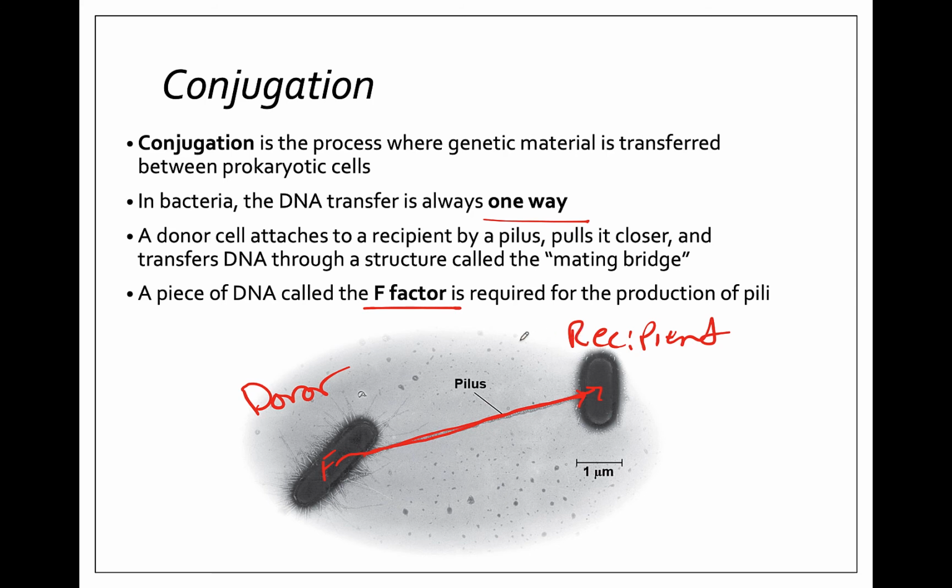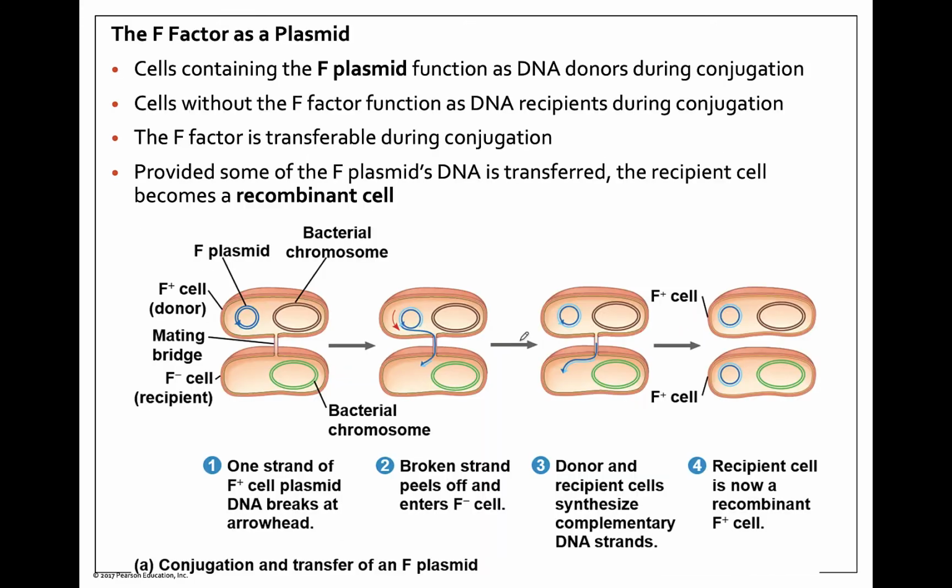And along with that, it might transfer other genes along with the F factor, which is the mating factor. When the F factor is a part of a plasmid, conjugation might look like this. So this F factor is a plasmid. The F factor is what allows it to make this mating bridge.